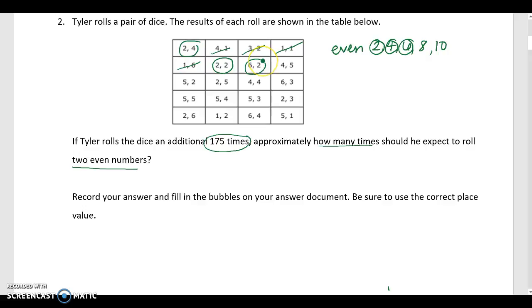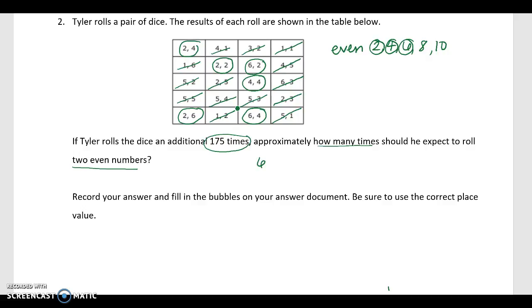6 and 2 are both even. 4 and 5 are not. 5 and 2 are not. 2 and 5 are not. 4 and 4 are both even. 6 and 3 are not. 5 is not. 5 is not. 5 is not. 2 and 3 is not. 2 and 6, yes. 1 and 2, no. 6 and 4, yes. 5 and 1. All right, so how many did we circle? 1, 2, 3, 4, 5, 6.